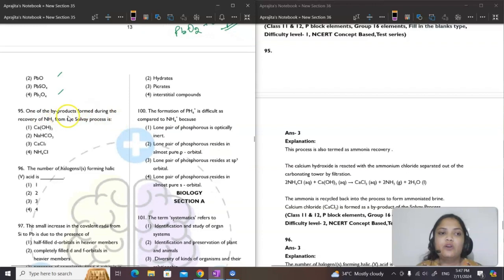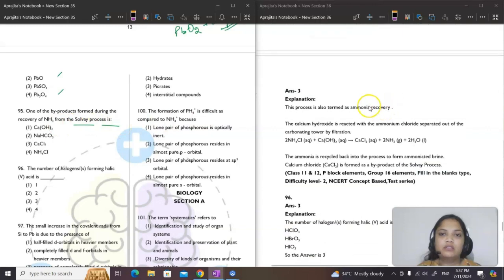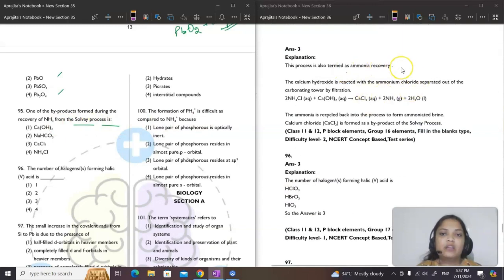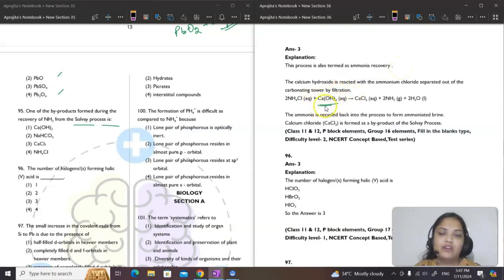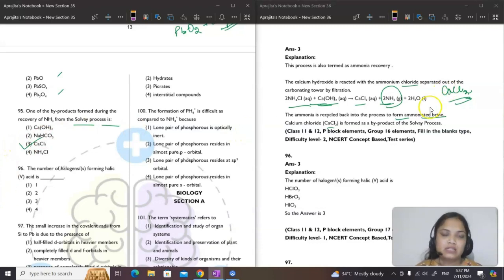Question number 95. One of the byproducts formed during the recovery of ammonia from Solvay's process is. Okay, so this is also called the ammonia recovery. So calcium hydroxide is reacted with the ammonium chloride, which is separated out of your carbonating tower by filtration. Once we react this, we get calcium chloride, ammonia and water. The ammonia is recycled back into the process to form ammoniated brine, and calcium chloride is the one that we are getting as the byproduct of the Solvay process. So the answer is option number 3, that is calcium chloride.